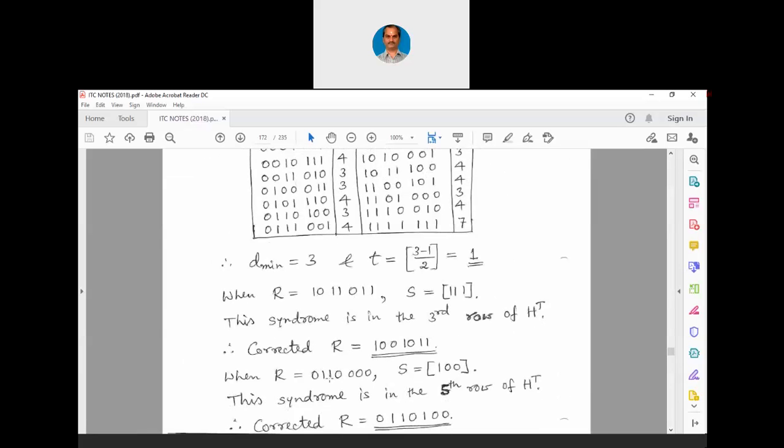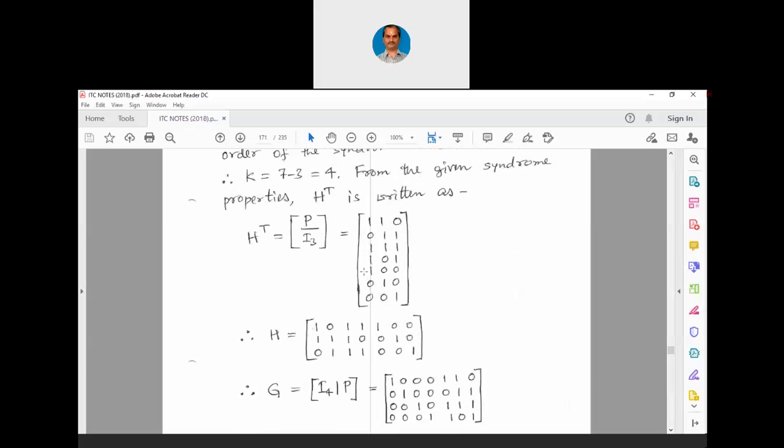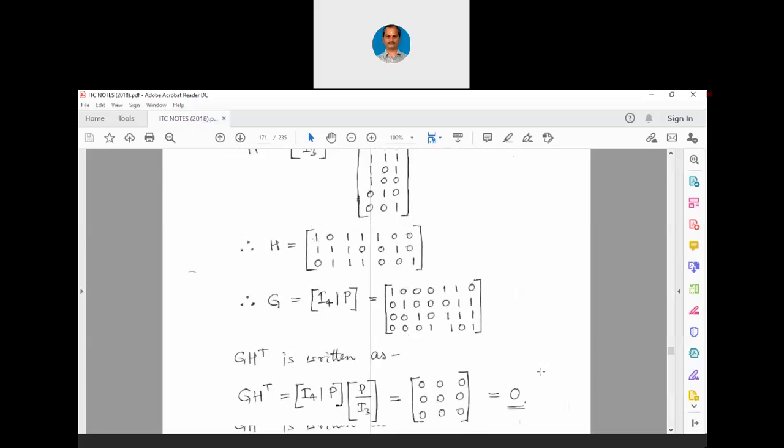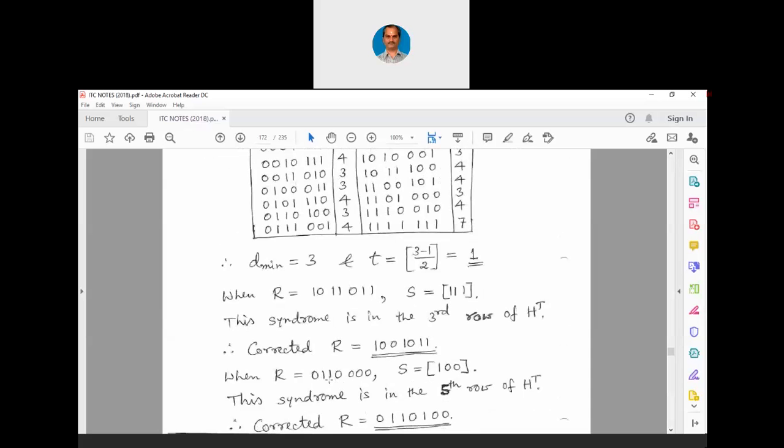Now when R is 0110000, syndrome is 100. That 100 is present in the fifth row of H transposed. That means the fifth bit is under error. The fifth bit here is 0. It has to be flipped into 1. So the corrected R is 0110100. This is how for both of the received vectors the correction is also done.